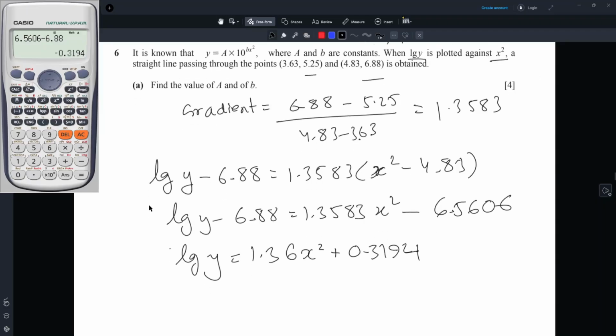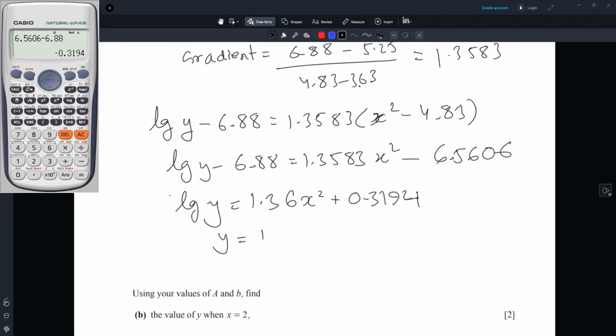LGY equals 1.36 x squared plus 0.3194. And then we have y equals 10 to the power. LG means base 10, ln means base e. So if I have this base 10 logarithm here and I want to take it to the other side, I change it from logarithm to exponent. Logarithm going to the other side becomes exponential. So we now have y equals 10 to the power 0.3194 times 10 to the power 1.36 x squared.